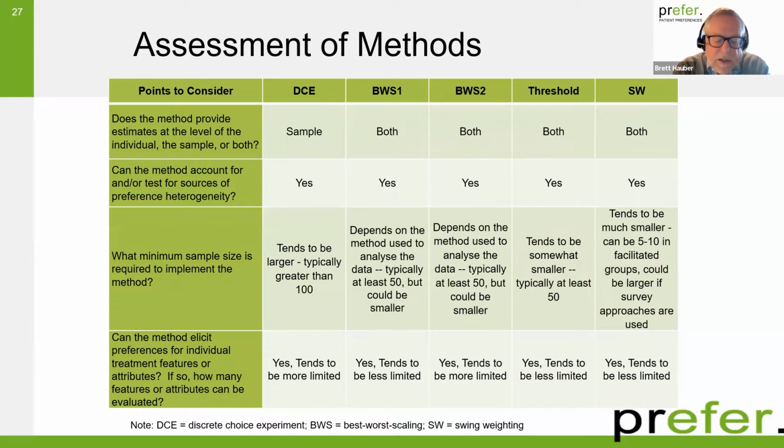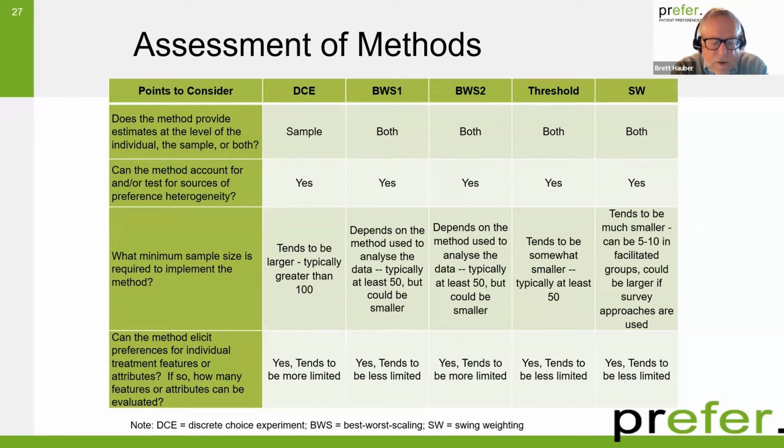All 5 methods can address issues of preference heterogeneity, but the ways in which they address this differ among the methods. Sample size is a difficult subject because the required sample size depends on more than just the method itself. So the assessment for each method is somewhat vague here. And this is one of the challenges that we always encounter. But generally speaking, DCEs require the largest sample sizes, and swing weighting probably requires the smallest sample sizes.